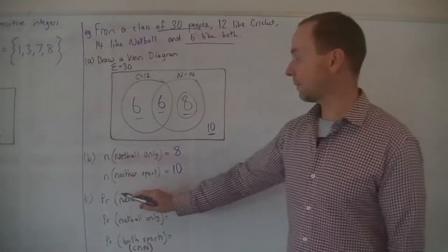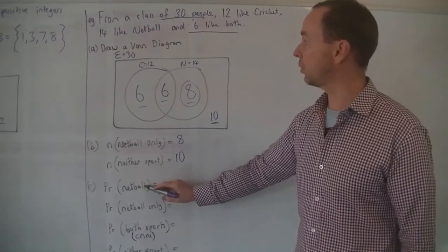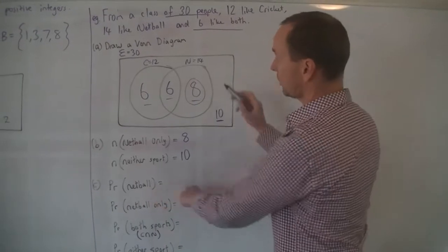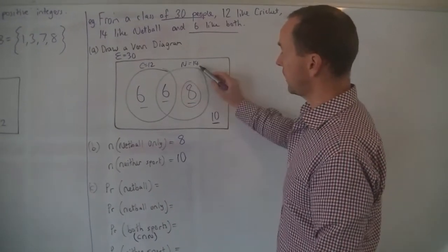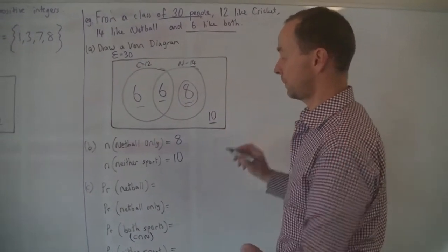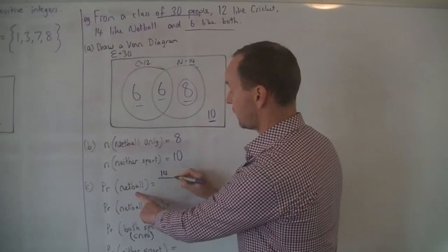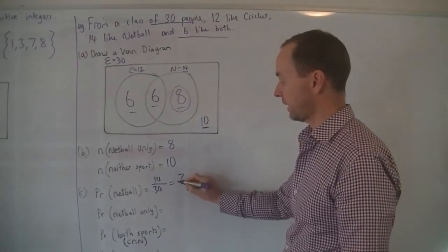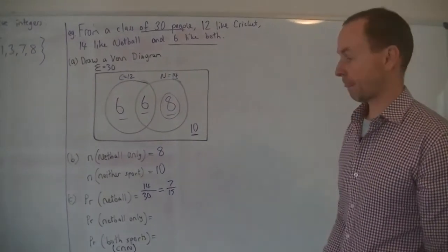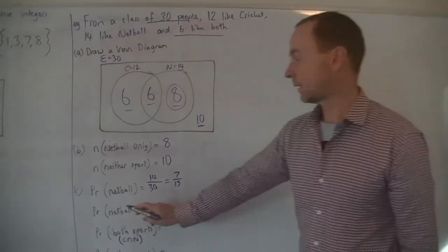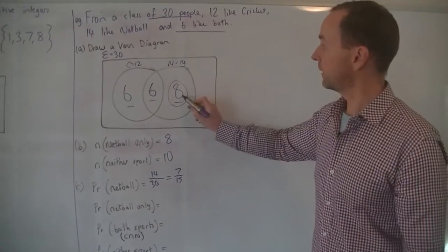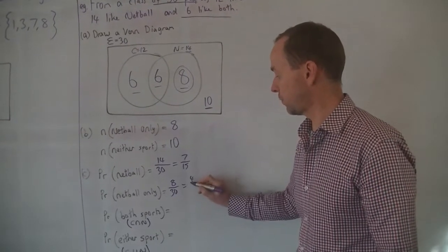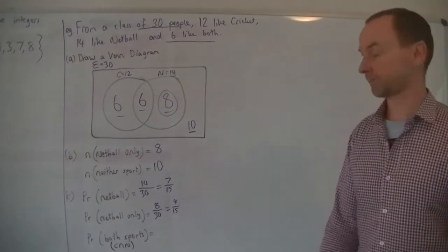So, what's the probability that someone likes netball? Now you've got to be careful with the wording again. It just says netball, it doesn't say netball only. So how many people like netball? There's 14 people like netball. So there's 14 people out of how many? And it's over the total, which is 30. And we can simplify that to 7 on 15. Next one, probability who like netball only. So that's 8. 8 over 30, which is 4 over 15, simplified.